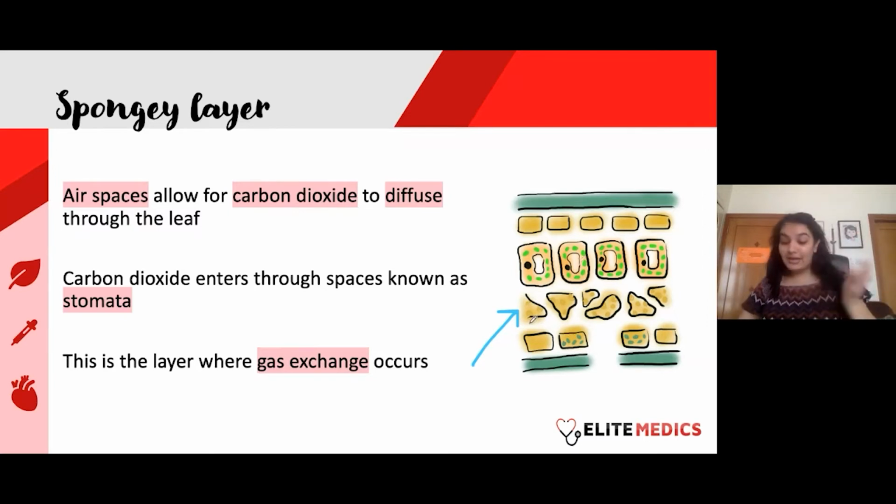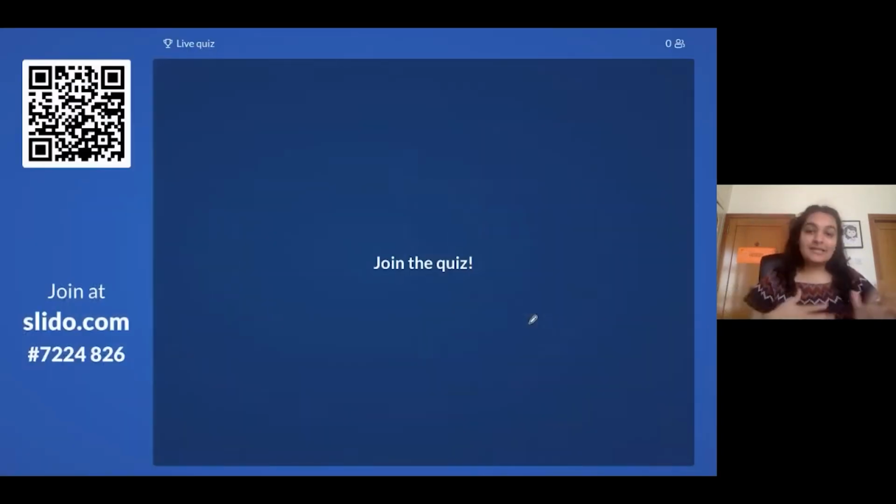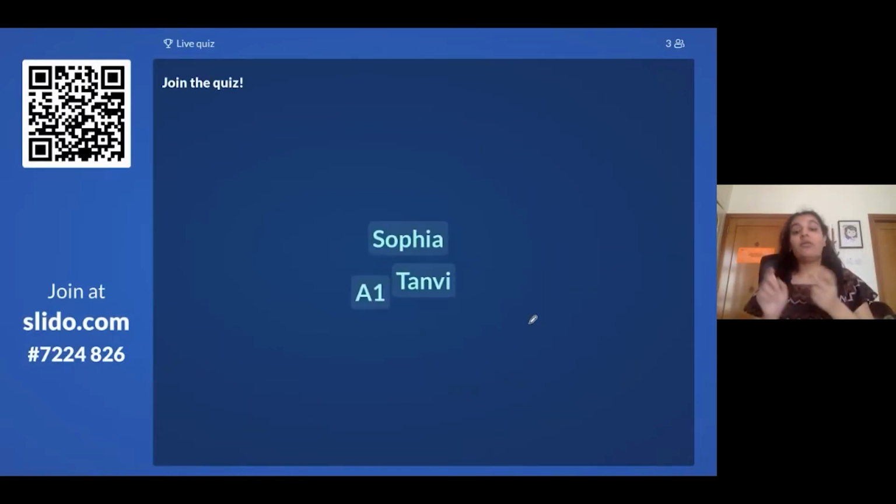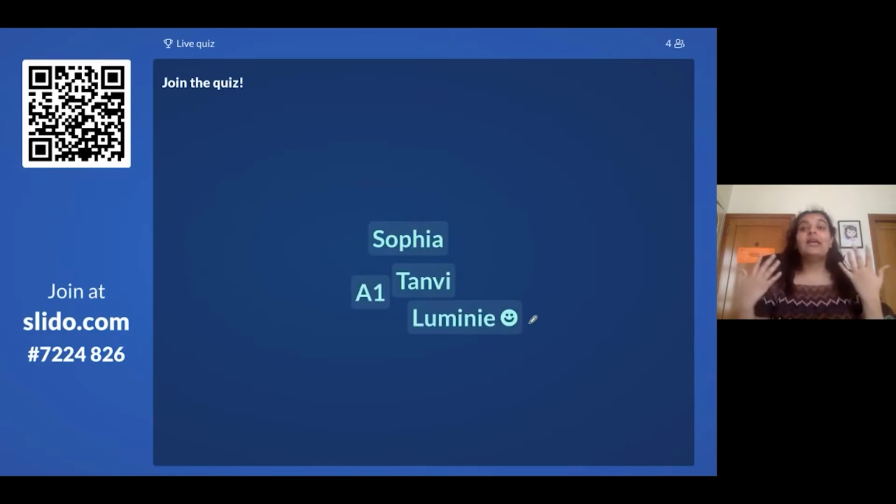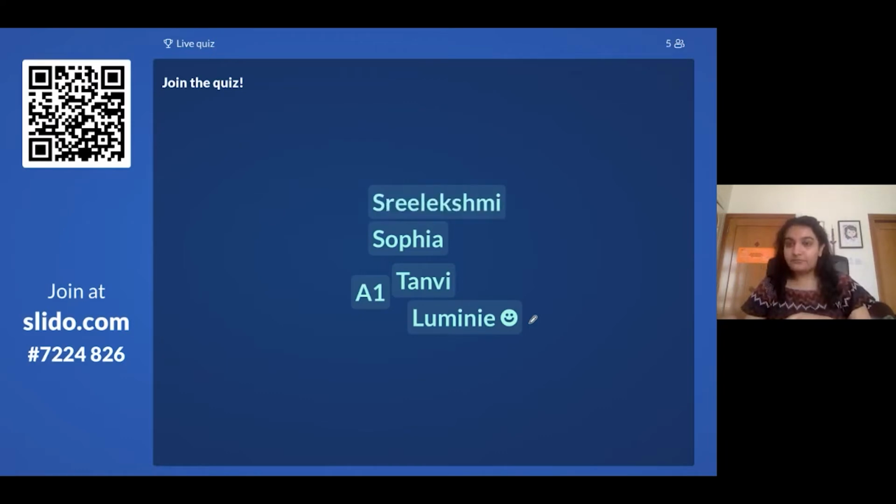Okay, so now that we've been through the structure of the cell, before we have a quick summary, let's see how much everyone knows about the structure of plant leaves. So we've got a quick Slido quiz, and remember, in quizzes you get more points for getting the question right and also for answering quickly. The faster you answer, the more points you get, the more likely you are to win, because we have a leaderboard, so we can see who gets the most points by the end of it. So make sure you join the quiz and we can get started.